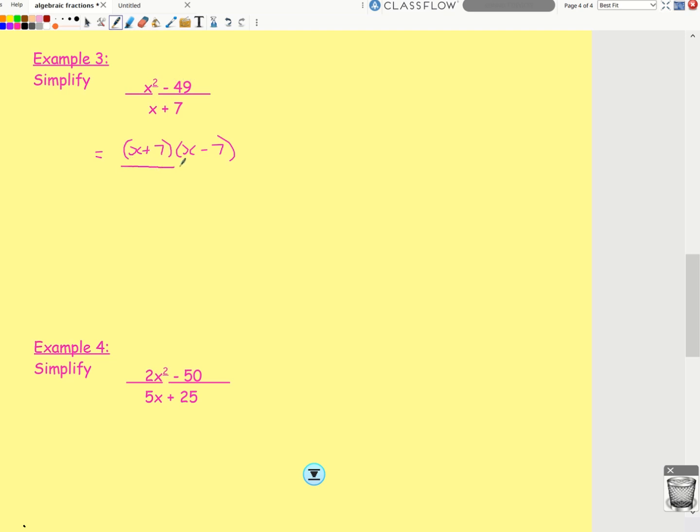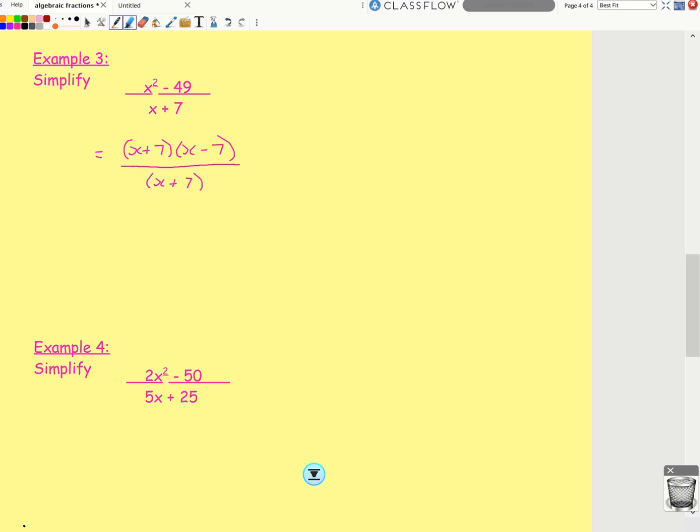The bottom line, I'm going to leave alone because that won't factorise any further. X plus 7, there's no common factor there. There's no difference of 2 squares in that bottom line, and there's not a trinomial in the bottom line. So I'm just going to leave that bottom line alone. The only thing I've done is I've put the brackets round it.